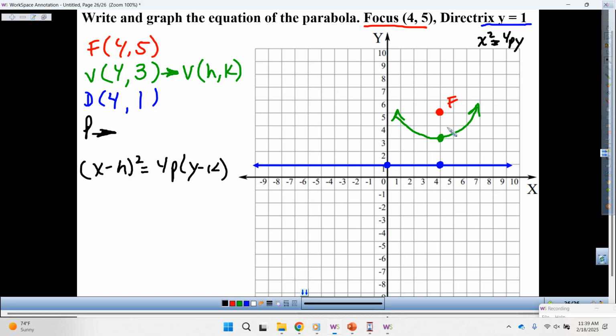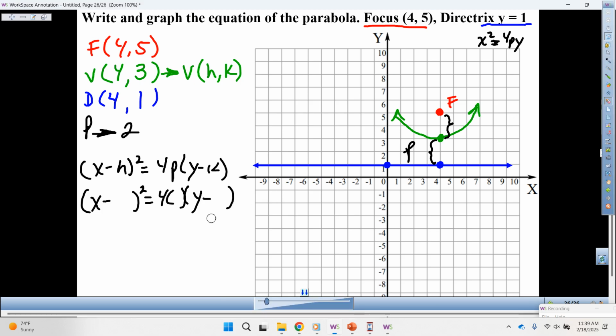And what is P, everyone? Tell your neighbor. What is P? P is 2. Last but not least, x minus blank squared, 4 parentheses, y minus blank. Substitute values and write it in standard form.